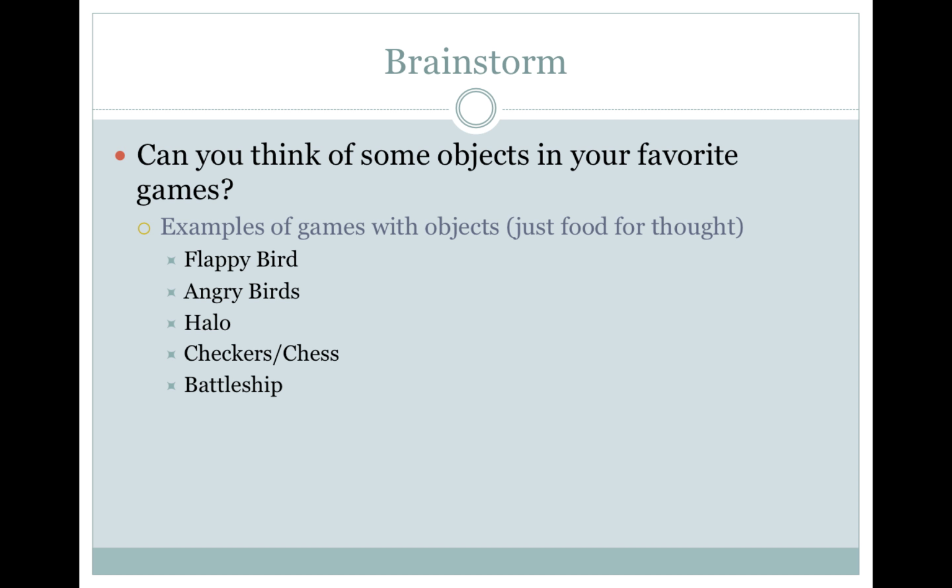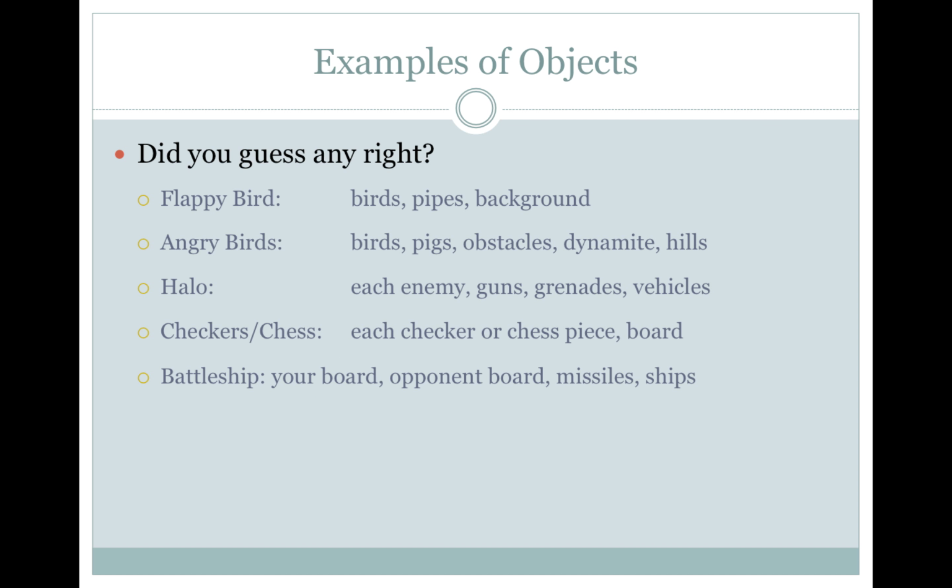Alright, so I'm assuming you have come up with some ideas, and I'm going to go over a couple of examples, okay? So what are some examples of objects? Well, let's see if you guessed any right. In Flappy Bird, you have birds, pipes, and the background. There are 3 definite objects right there. Each pipe is a separate object. Those are all different types of objects, okay?